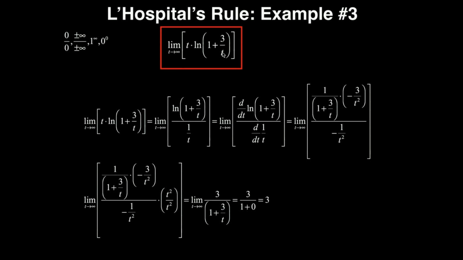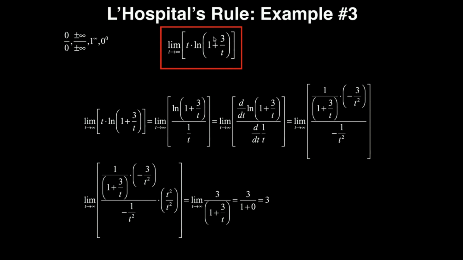Alright, let's plug in infinity and just see what happens. Well, obviously this t is just going to be infinity. This natural log function, what's 1 plus 3 over infinity? Well, 3 over infinity is 0. 1 plus 0 is 1. And what's natural log of 1? 0. So we've got a problem. We don't have the explicit indeterminate form because we have infinity times 0.